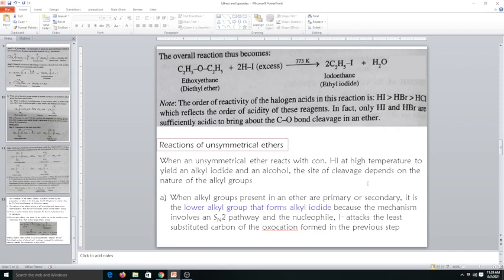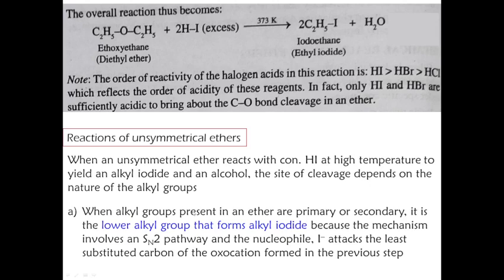Today's class we have to discuss the continuation of the first type of reactions of ethers. So here the reactions of unsymmetrical ethers we have to discuss. When an unsymmetrical ether reacts with concentrated hydriodic acid at high temperature, it yields an alkyl iodide and an alcohol. In the previous case also, when we took dimethyl ether or diethyl ether, we got alkyl iodide and an alcohol, and that alcohol further reacts with the excess hydriodic acid to give alkyl iodide.